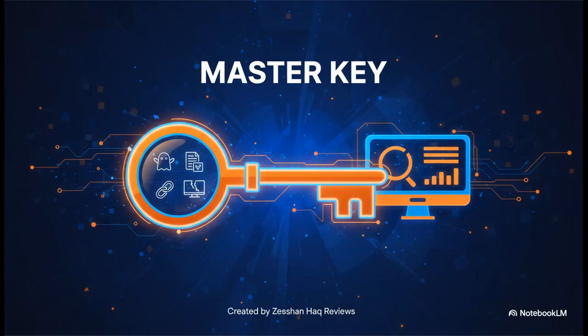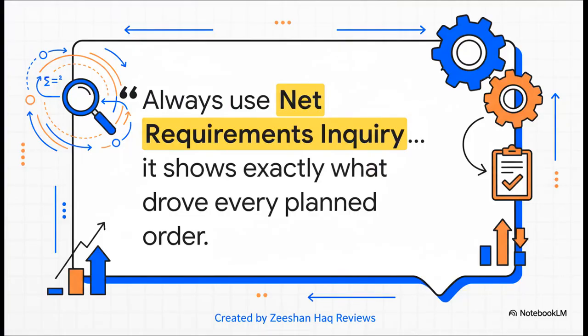We have covered a lot of specific issues and fixes. But what if I told you there was one single screen in D365 that could help you diagnose almost any of these problems? A master key that could finally unlock that black box. This is it. The Net Requirements Inquiry screen is your absolute best friend for troubleshooting. Forget all the guesswork. This screen shows you the math. For any item, it lists out every single piece of demand, every piece of supply, and shows you exactly how the planning engine calculated that final planned order. It's the why behind every single decision the system makes.